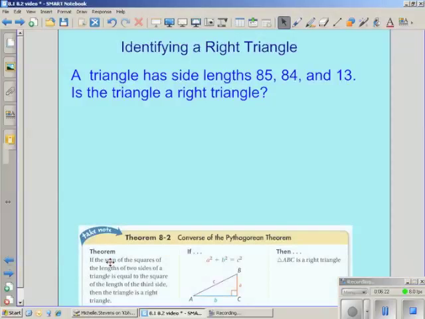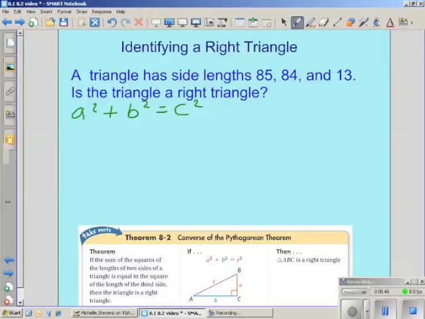Our theorem, the converse of the Pythagorean theorem, states if the sum of the squares of the lengths of two sides of a triangle is equal to the square of the length of the third side, then the triangle is a right triangle. So we need to justify this equation: a squared plus b squared is equal to c squared.